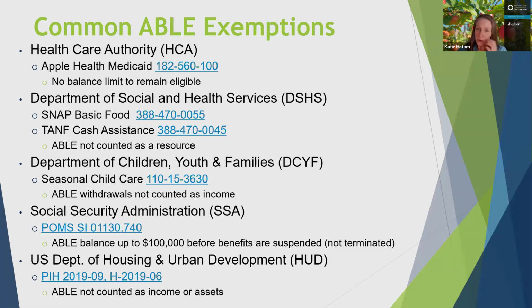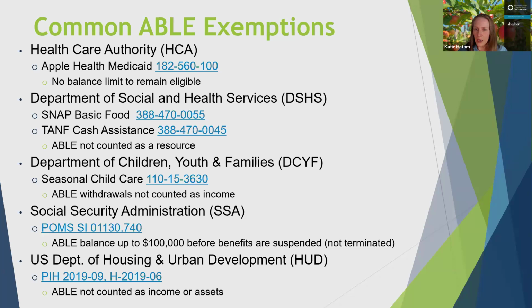The SSA will exclude some contributions made to an ABLE account as income, as well as earnings made in the account and withdrawals made for eligible expenses. They'll exclude the balance of the account as resources, again, up to $100,000. They may suspend your benefits when you get to $100,000, but then you'll be eligible again when your balance drops back down below that. And there's a link here to the SSA forms that will go into more detail.